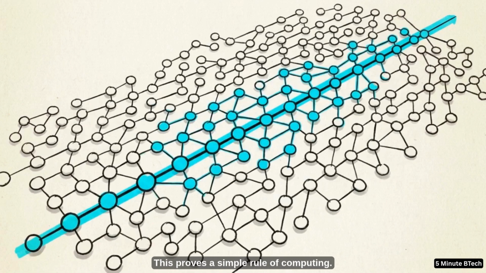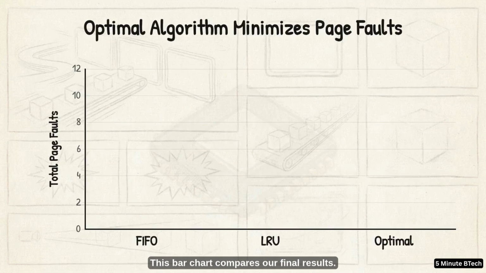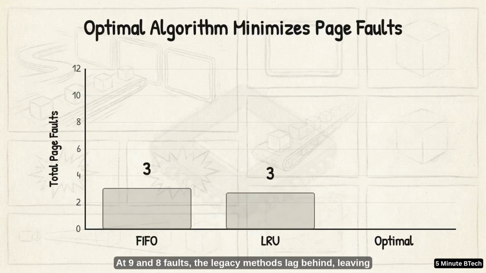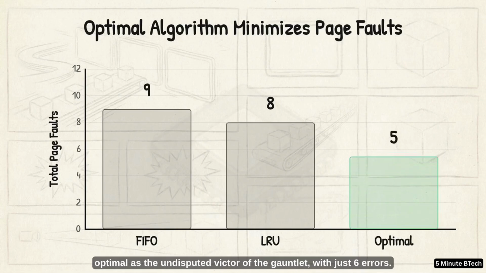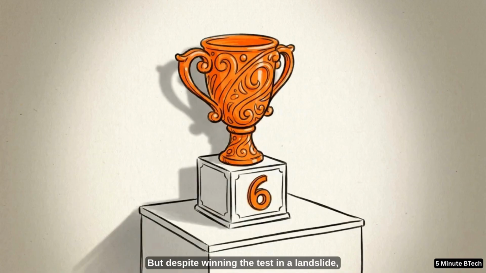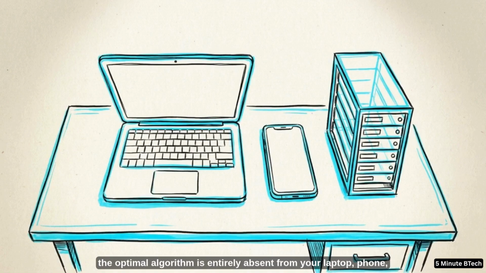This proves a simple rule of computing. Perfect efficiency requires perfect foresight. This bar chart compares our final results. At 9 and 8 faults, the legacy methods lag behind, leaving Optimal as the undisputed victor of the gauntlet with just 6 errors. But despite winning the test in a landslide, the Optimal algorithm is entirely absent from your laptop, phone, and the servers hosting this video.